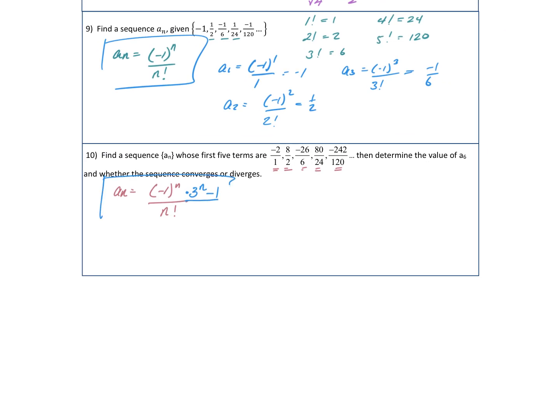And again, once you get your a sub n, just go back and check a few terms. If I did a sub 3, it's going to be negative, and then we get 3 cubed, which is 27. 27 minus 1 is 26 over 3 factorial, which is 3 times 2, which is 6. A sub 4, I'll do one more. We're going to get positive. 3 to the 4th is 81. 81 minus 1 over 4 factorial. This would give me 80, and then 4 times 3 times 2. So I get 80 over 24, which is, in fact, the 4th term.